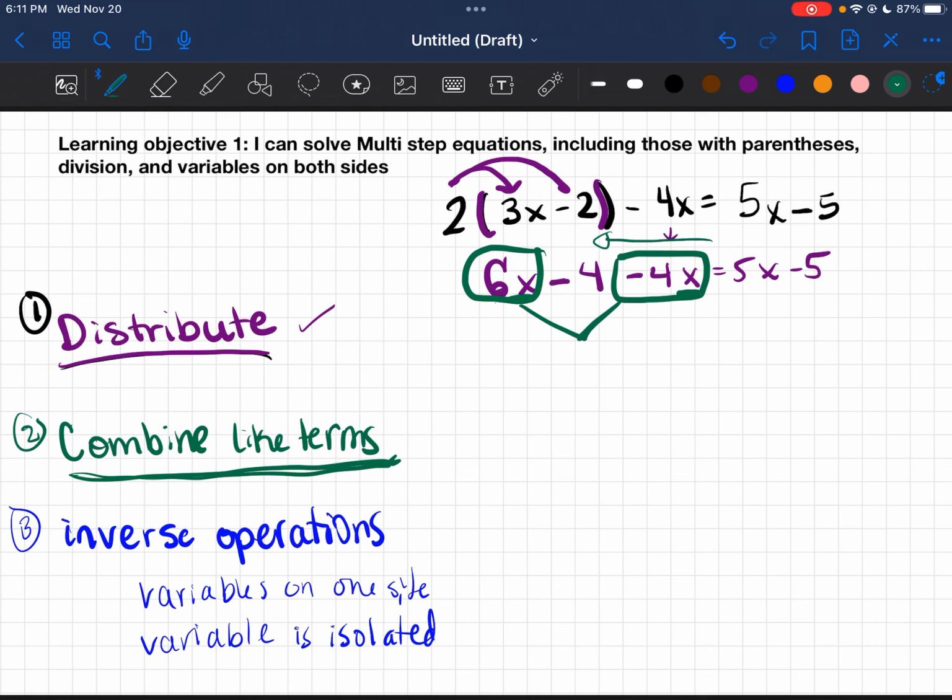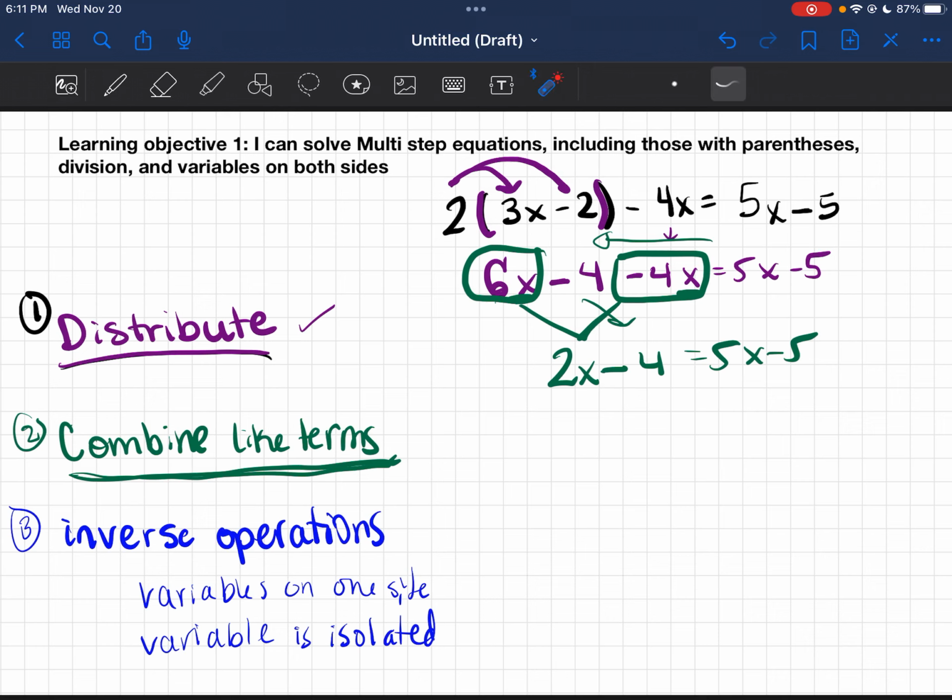So I can go ahead and say 6x minus 4x is 2x. I'm going to bring down that -4 because that is not a like term. I cannot do 2 minus 4 because 2 has this x and 4 does not. They are not like terms. I'm going to bring down the rest of the problem.